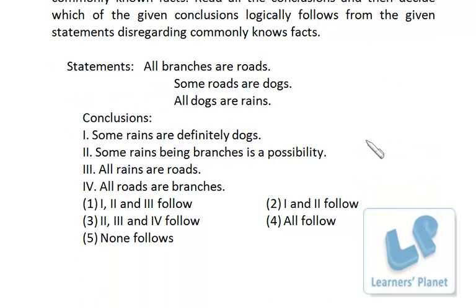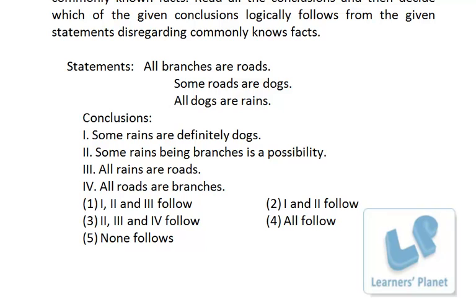Statement: all branches are roads, some roads are dogs, and all dogs are rains. So we just draw the Venn diagram, and you might have attended the basic sessions of syllogism. You should be clear with the basics, and how we draw the Venn diagram, that should be clear in your mind, right? There are various possibilities of drawing the Venn diagrams, though you don't need to draw all of them, but to get the actual idea, you should draw at least some of the circles, right? So I just draw some circles over here.